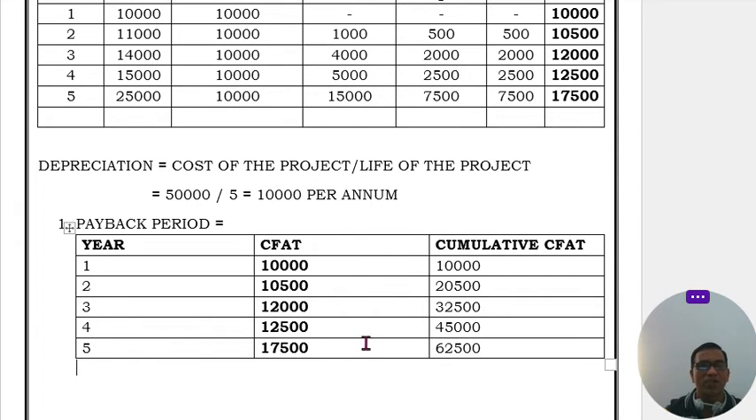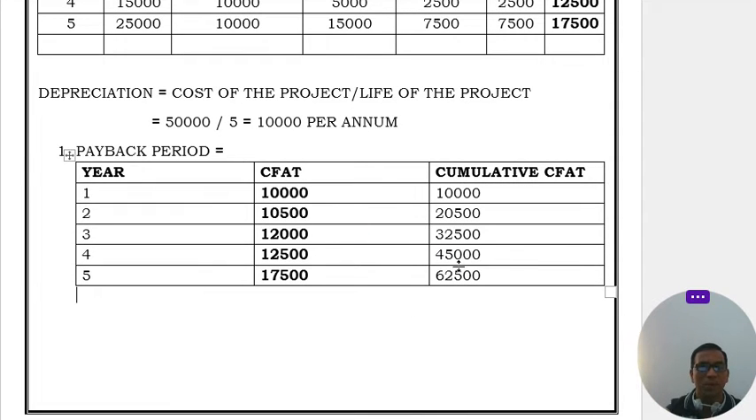From this cumulative column, you have to identify where the cost of the project lies. Cost of the project is 50,000. It lies in between these two years. Up to 4 years, 45,000 is covered. In the 5th year, 62,500 is more than 50,000. So our payback period lies between 4 and 5: 4 full years and part of the 5th year. What is that part? Let us see by applying the interpolation formula.